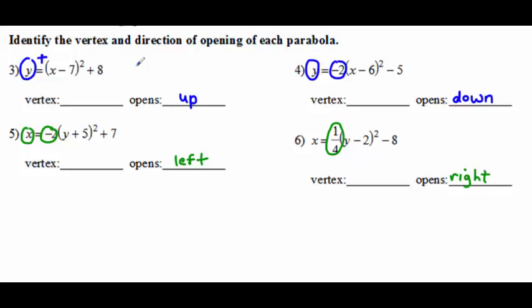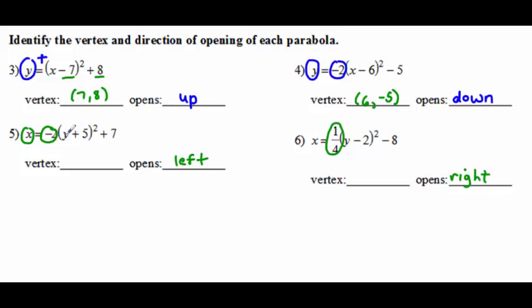And now we'll go back and fill in our vertex for each of these. Our vertex comes from the number inside and the number outside. We change the sign of what's inside, but we don't change what's outside. So this is 7, 8. And this one would be 6, -5. And just in general, for this test, you need to remember, if something's in parentheses, it's going to change signs whenever you write it down.